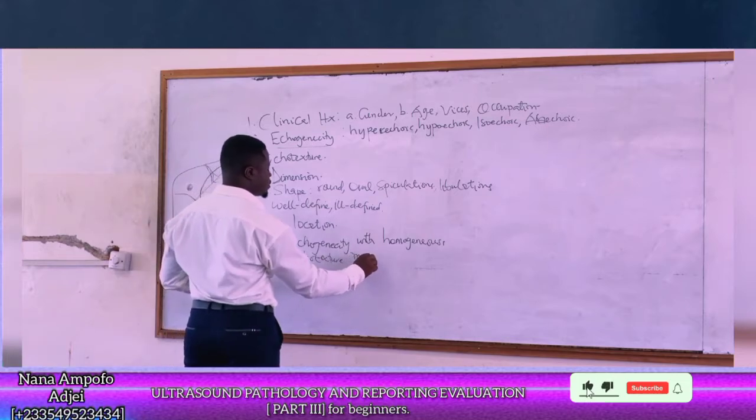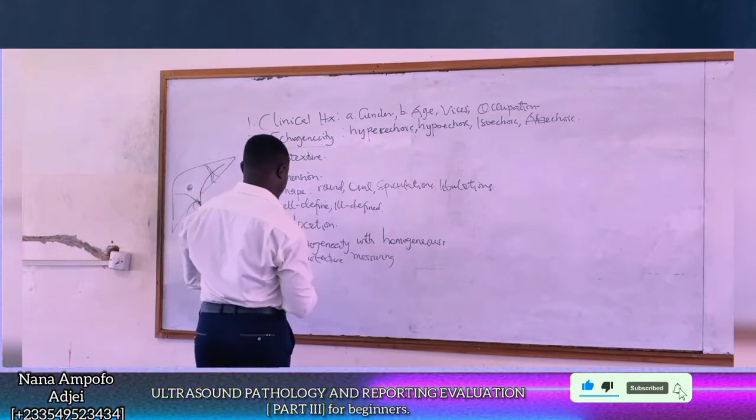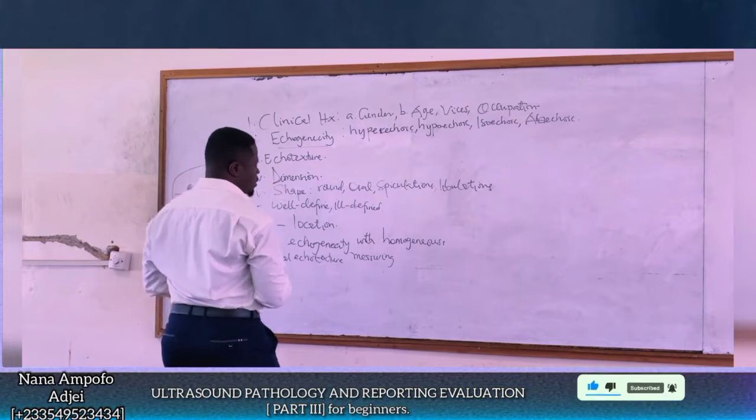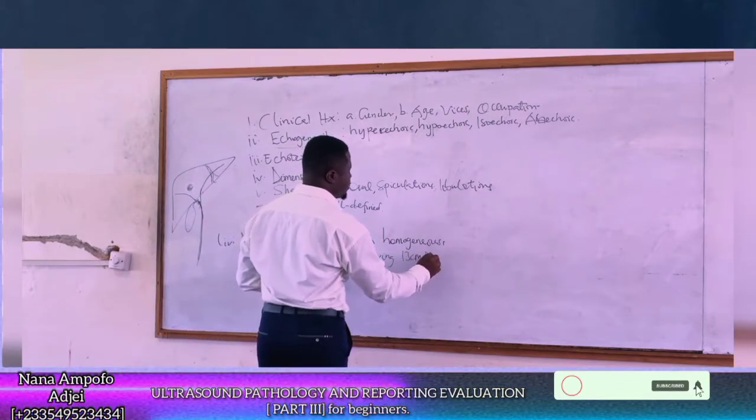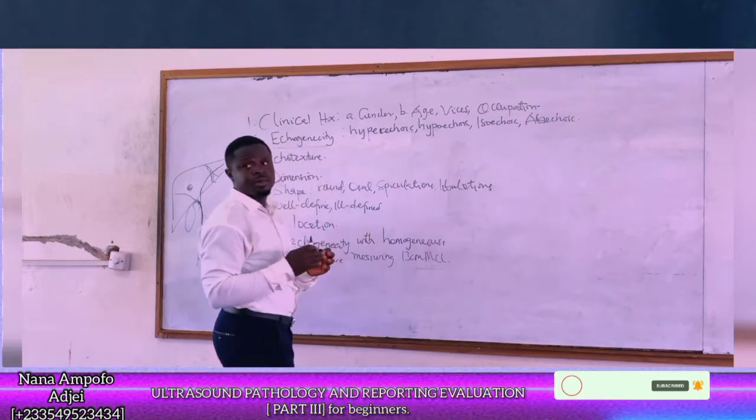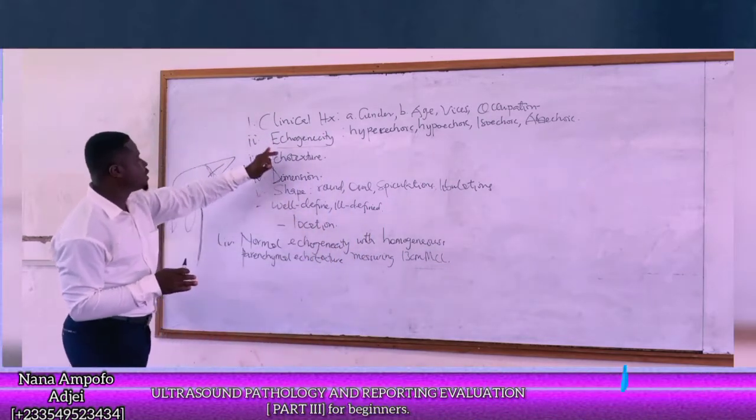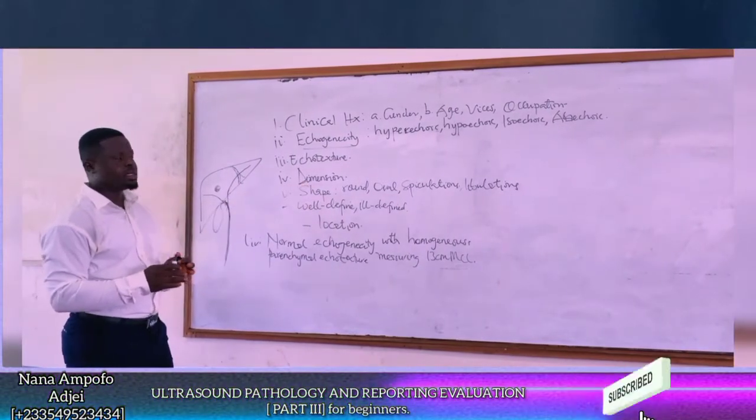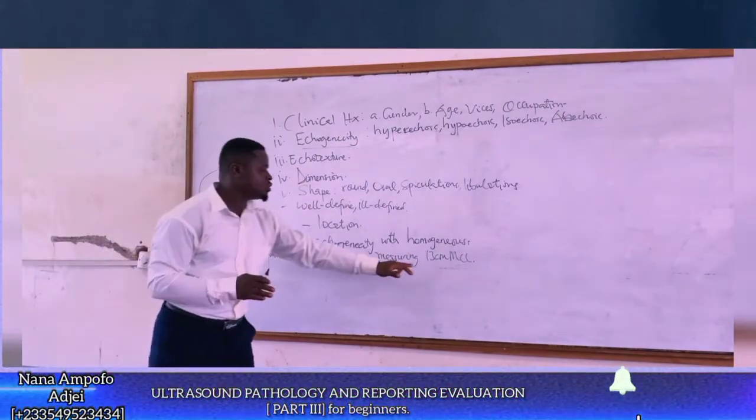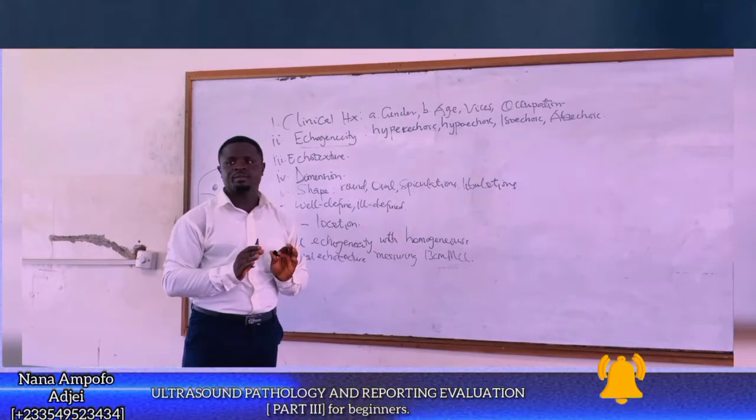Measuring, let's say 13 centimeters in the mid-clavicular line, depending on where you took your image. Now you are done with echogenicity and the dimension. Is the size normal or abnormal? We stated it here without problem.